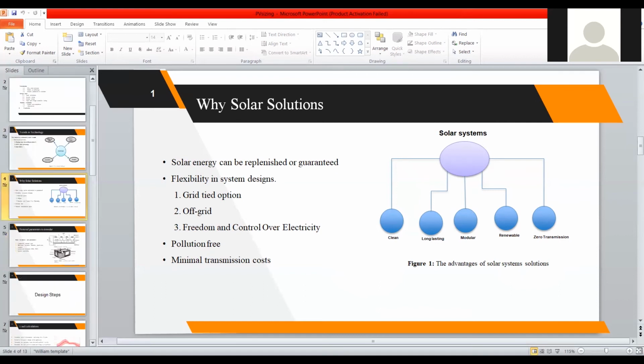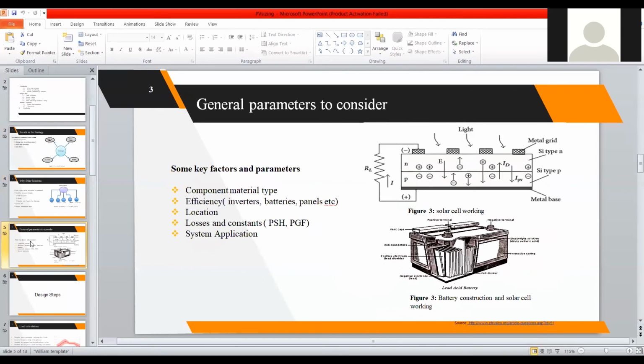Now, having said that, let's just look at the general things that you really want to look at before you actually do your design. So you want to look at the material type. For example, what types of solar panels are you buying? What material are you going for with the solar panels? Because that decides the efficiency or the performance of the system. Then the efficiency in general, the efficiency of the inverter, the battery, the panels. You also want to look at those parameters to make sure that you have a very healthy system.